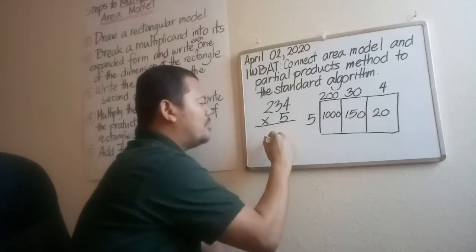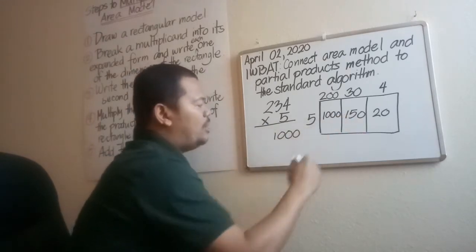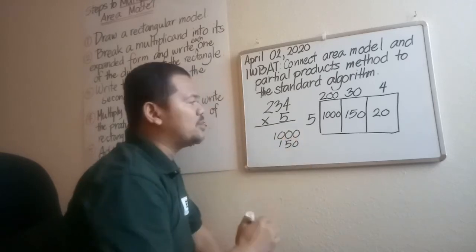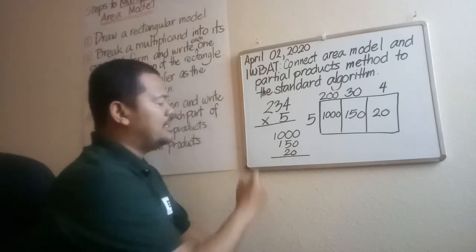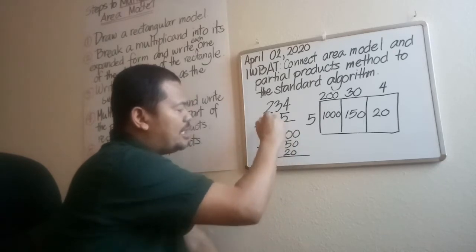So we got here 1,000. Okay, then next is 150. Align them by their place value so that you'll not get confused. And the last one is 20. Okay, then add them together. Ones, tens, hundreds, and thousands.